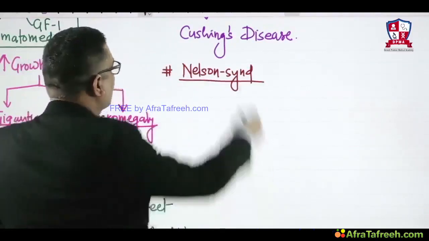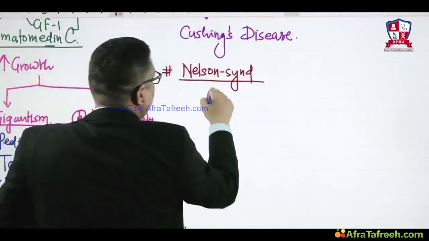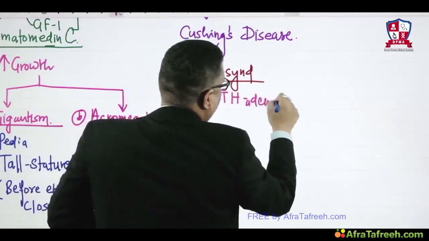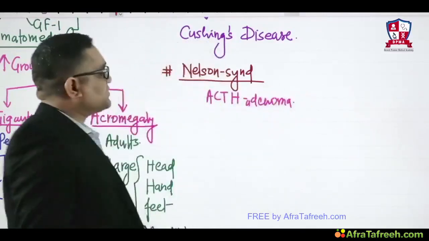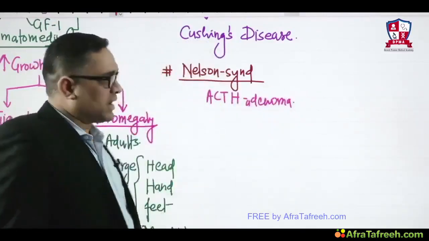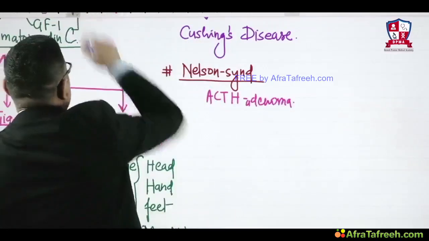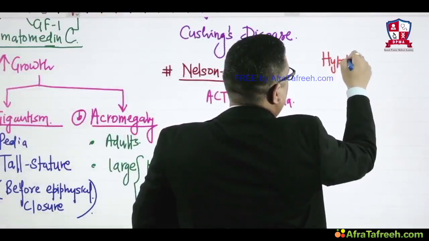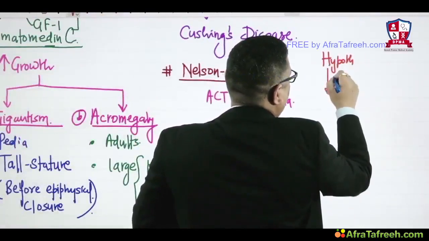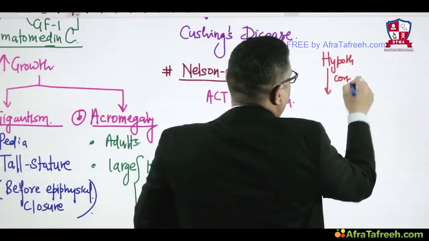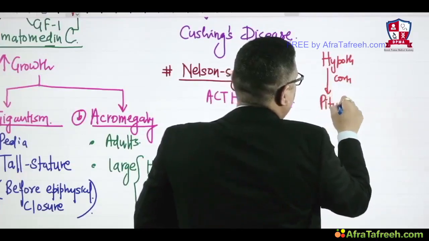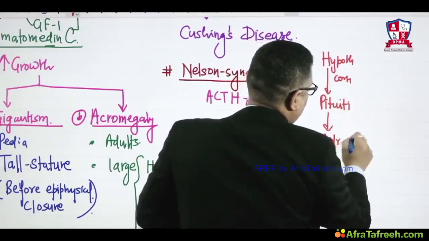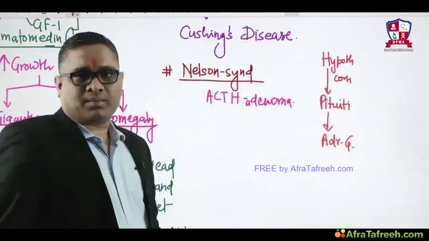So what is Nelson syndrome? It is actually an ACTH adenoma only, but the pathology is because of resection of the adrenal gland. So try to understand, which I will explain. See what I'm writing here. It is the hypothalamus, right? The hypothalamus secretes corticotrophin, which goes to the pituitary. The pituitary sends hormone to the adrenal gland, right? And then they perform their function.